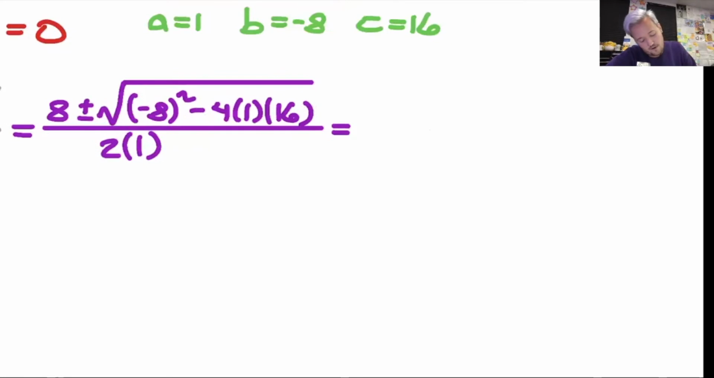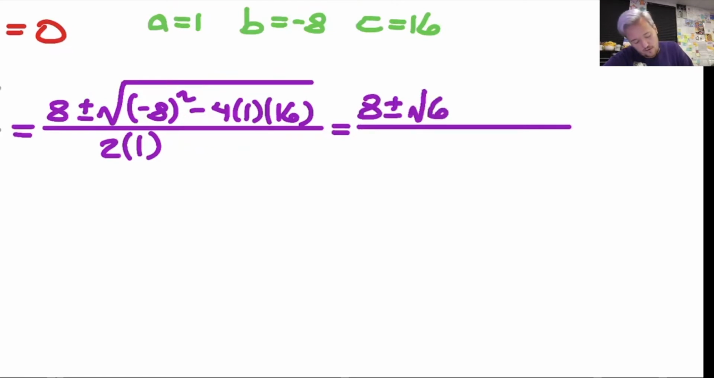So for the next part, I'm going to start simplifying and finding the discriminant. So I'm going to do 8 plus or minus the square root. -8 squared is going to give you positive 64. Then minus 4 times 1 times 16, which is 64.